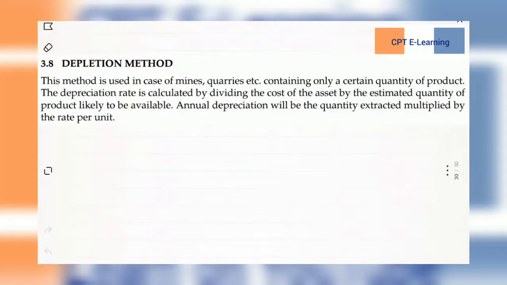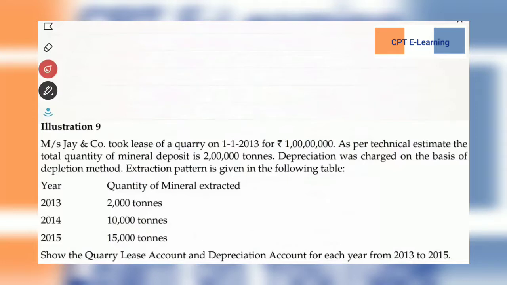So the next method is the depletion method. Well, the depletion method is used in the case of natural resources like mines, quarries, etc. So let's look at illustration number 9 to further understand this. Illustration 9: Messrs. J and Company took on lease a quarry on 1/1/2009 for 1 crore rupees. As per our technical estimate, the total quantity of minerals deposit is 2 lakh.